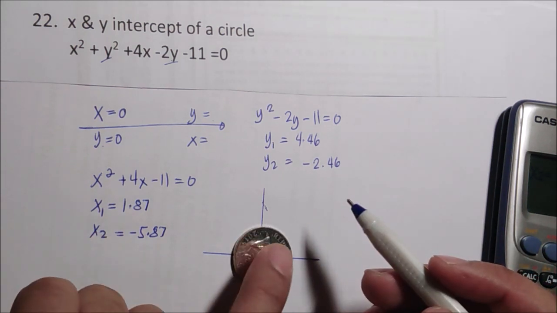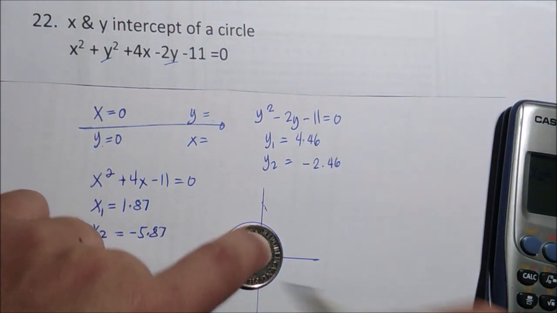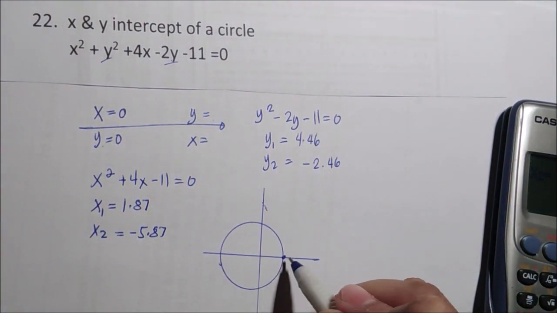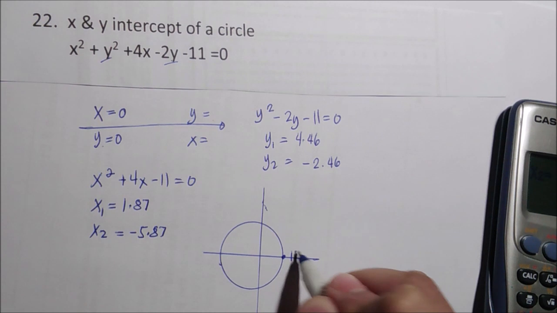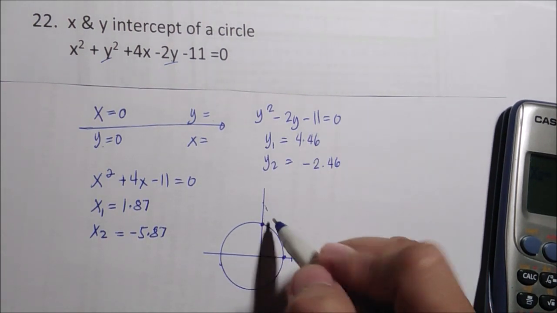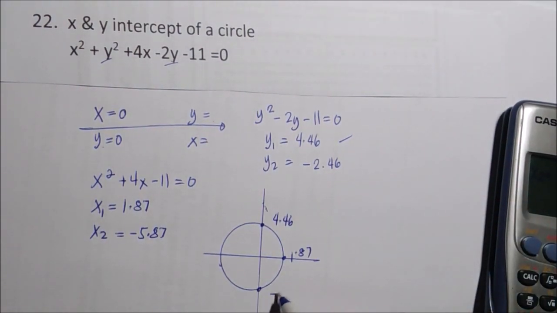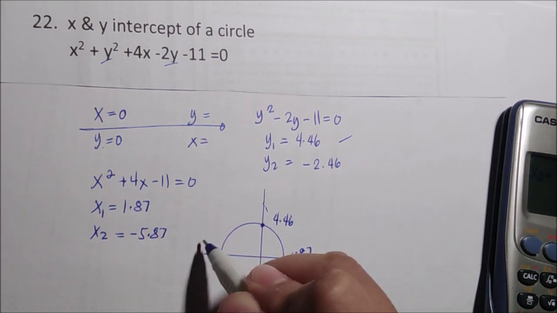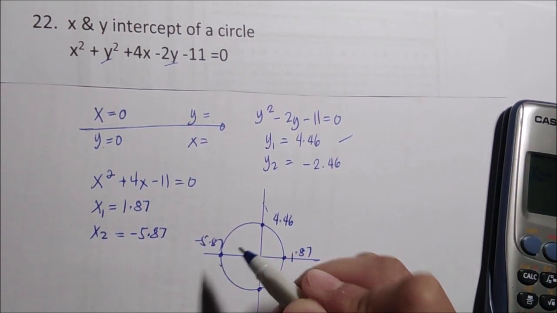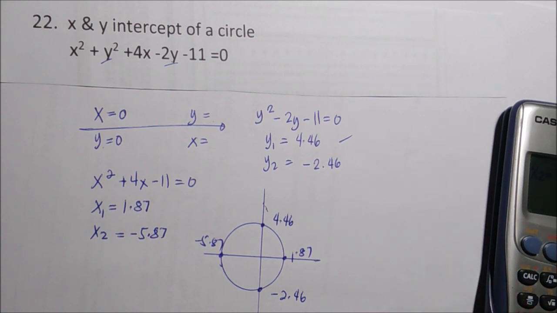So the x and y intercepts of the circle are something like this. This is x = 1.87, this is y = 4.46, this is y2 = −2.46, and the other x = −5.87. So that is the x and y intercept.